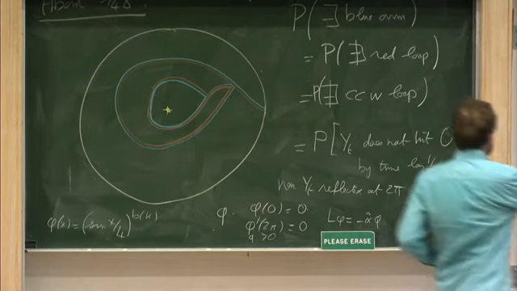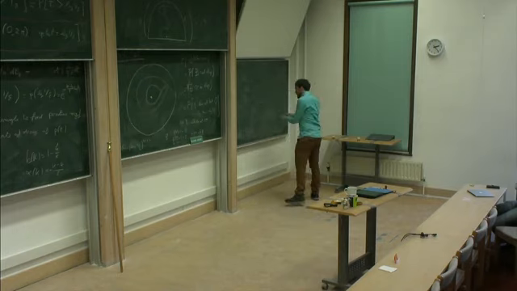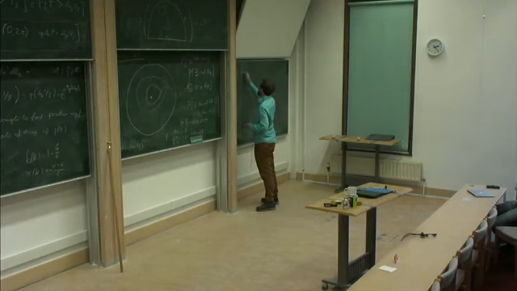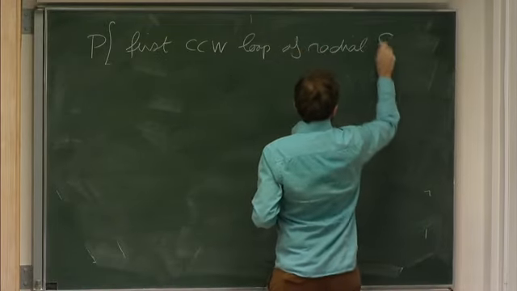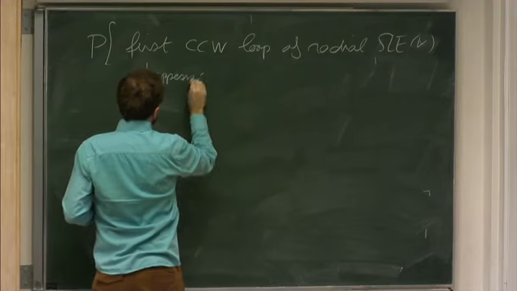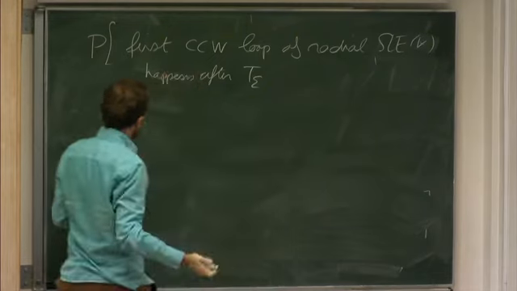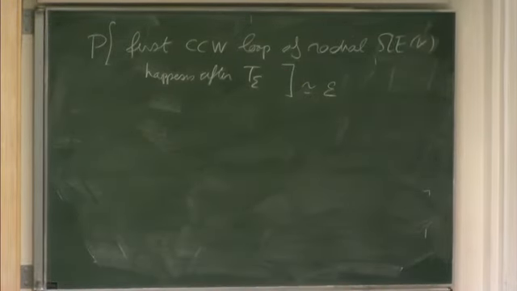And this is the thing I wrote yesterday, which tells you that the probability that the first counterclockwise loop of a radial SLE kappa, the probability that this happens after you hit distance epsilon, behaves like epsilon to some exponent which is a rational fraction of kappa, which is the one I wrote yesterday and which I never remember by heart, but it is equal to kappa squared minus 16 over 32 kappa.